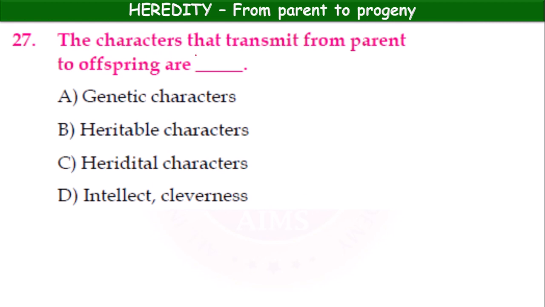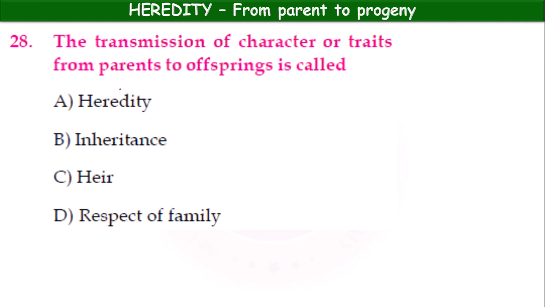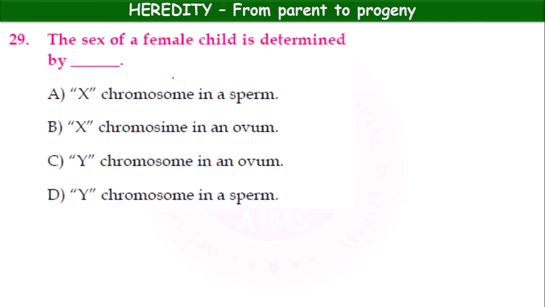Option B. The characters that transmit from parent to offspring are genetic characters, heritable characters, heredital characters, intellect, cleverness. Which one? Heritable characters. Option B. The transmission of characters or traits from parents to offspring is called heredity, inheritance, heir, respect of family. Which one? It is heredity. It is a study of transmission of characters from parent to offsprings. Okay. So, this is option A.